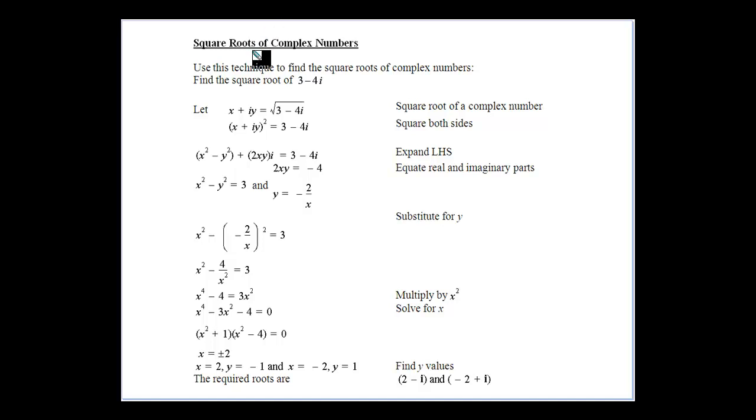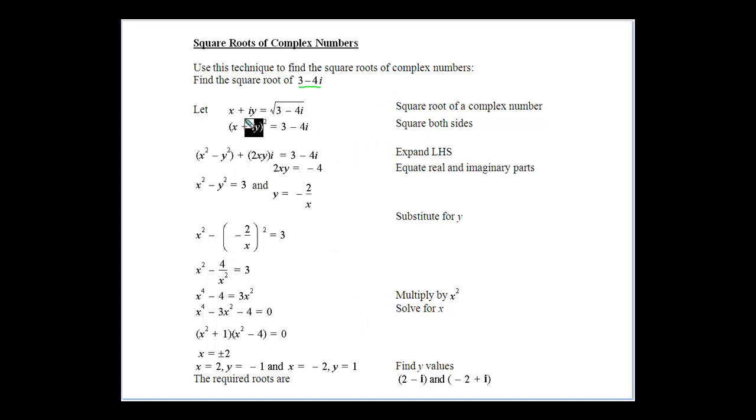Okay, let's look at this technique of finding square roots of complex numbers. So let's, for example, take an exact number 3 plus 4i, and we want to find the square root of that complex number. Now what we've got to do is a little technique here, and it goes through here. So take a note of what we're doing.